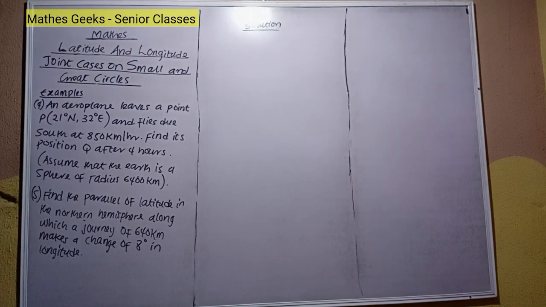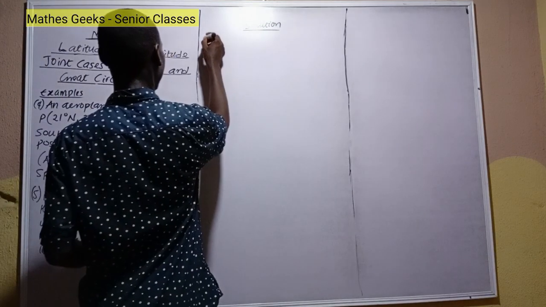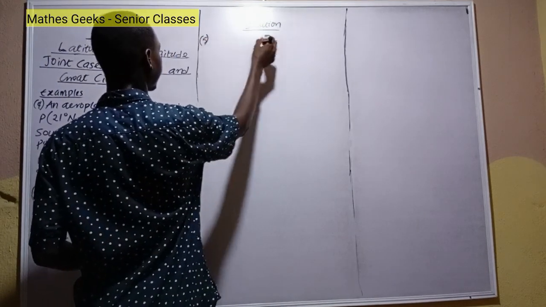Number 5. Find the parallel of latitude in the northern hemisphere along which a journey of 640 kilometers makes a change of 8 degrees in longitude.